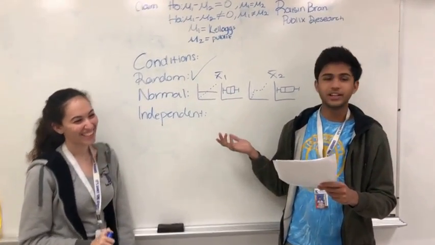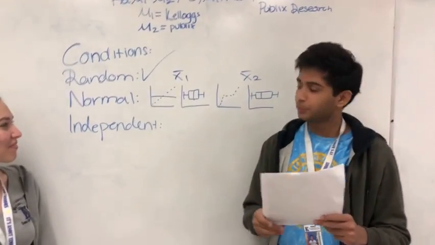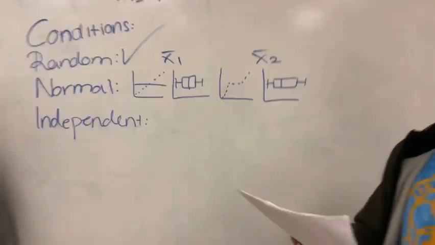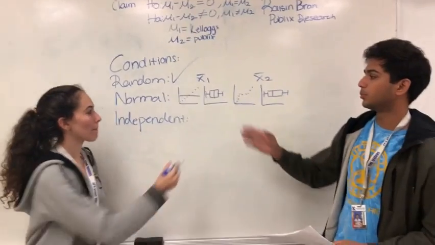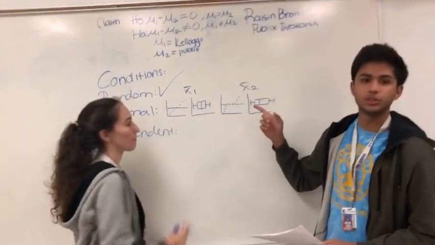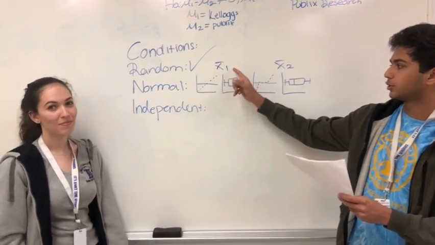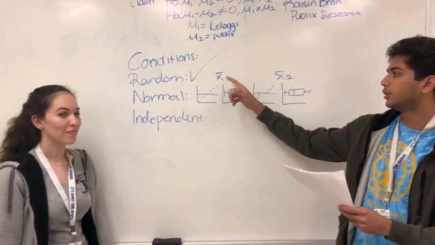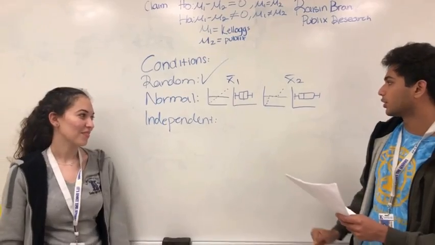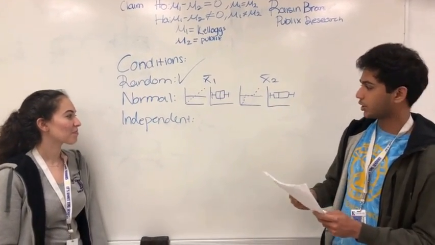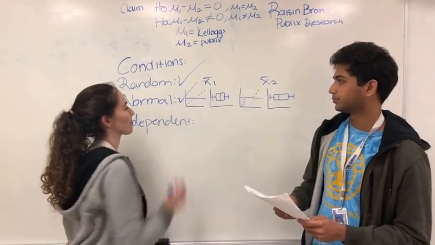So we use a calculator, TI-84 Plus, and we put the data that we got from conducting the research into list 1 and list 2, and made a normal probability plot as well as a histogram. And as you can see here, the first one for x bar 1 is pretty linear, and there's no skewness in the histogram. And as well for the second one, there's no significant skew. So that checks off normal.